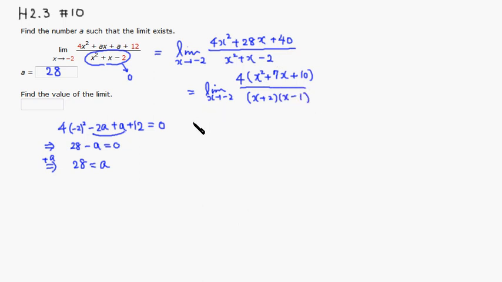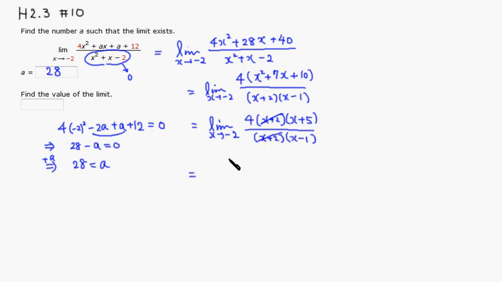Right, one more factoring, so this is going to give you the limit as x approaches -2. The numerator can be factored as x plus 2 and x plus 5. Then you have the quantity x plus 2 times the quantity x minus 1. Right, so x plus 2 and x plus 2 cancel out. Then we can just plug in.